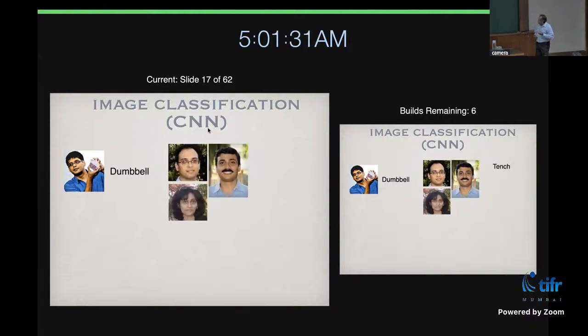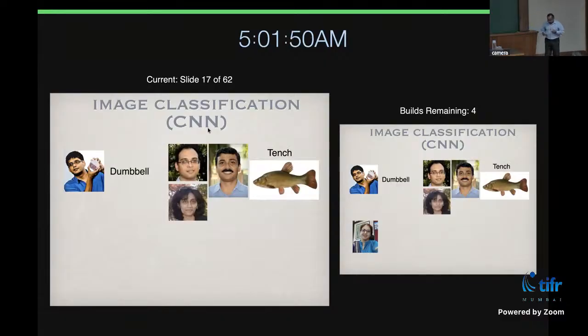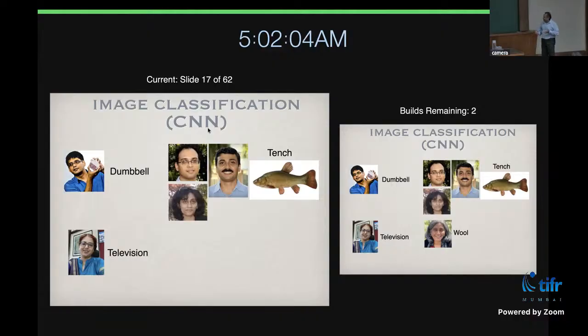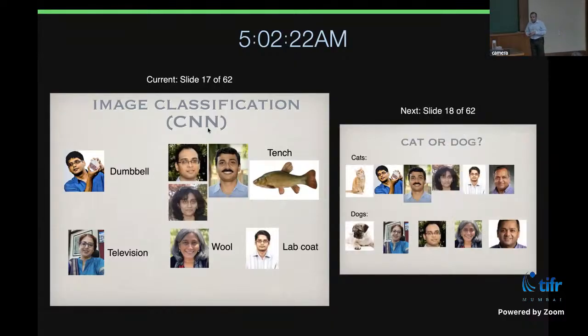Then you could look at these people, all of whom are here today. It told me they were all tenches, and I didn't know what a tench was, so I had to look it up, and a tench is that. Then I looked up her, and you're never going to guess, because it's so random. She is a television, and she's wool, and this is actually the same person taken at a different time. And he's a lab coat. The database also has pictures of people, but this is the closest representation it had. So there's actually a real problem with people. I'll get to that in a minute.